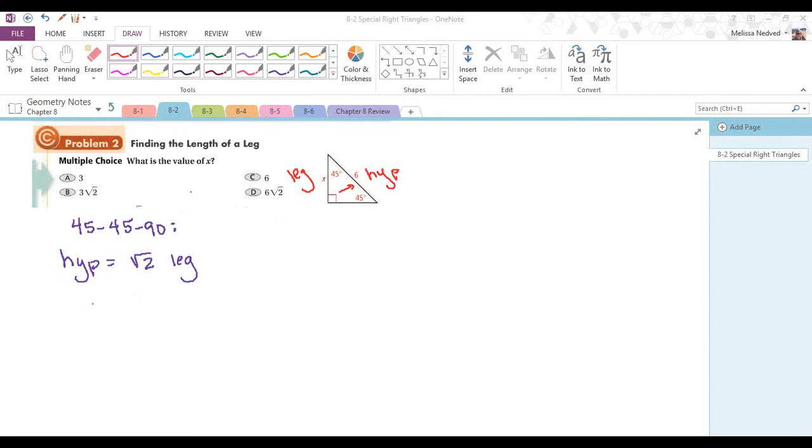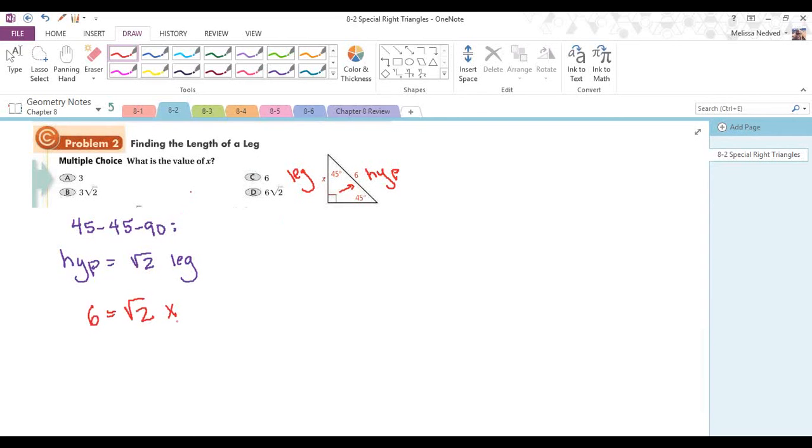So again, we're just going to use substitution, replacing what we know. My hypotenuse has a length of 6, and I don't know my leg. That's going to be my value x. So still the same type of process we did in the previous examples.